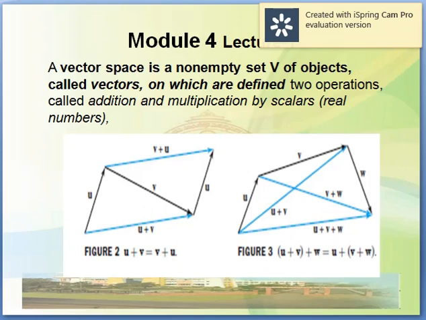A vector space is a non-empty collection of elements. Which kind of elements? Real numbers. So a vector space is a non-empty set. Let's refer to it as V. It has some objects, and the objects are referred to as vectors, on which two operations are defined: addition and multiplication by a scalar, especially a real number. The scalar has to be a real number.